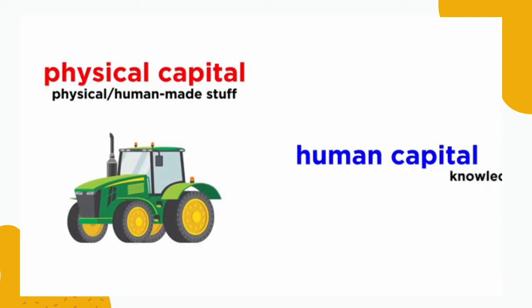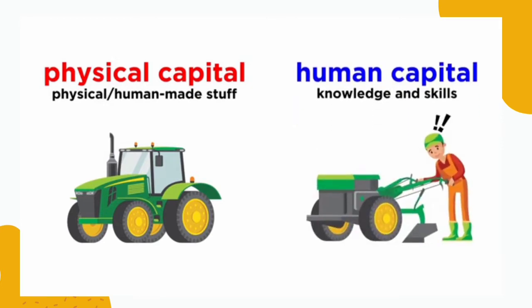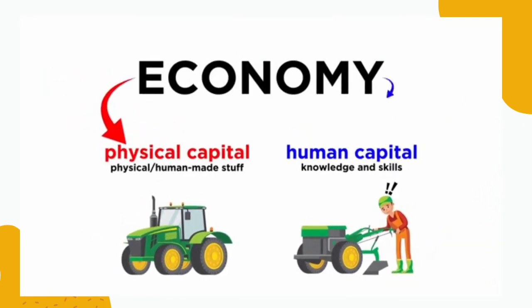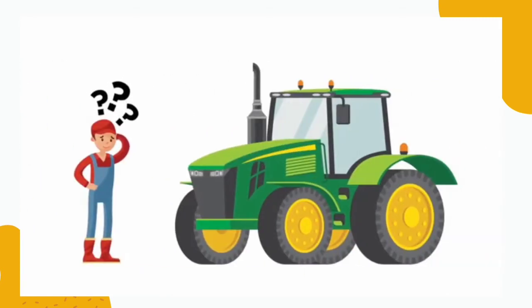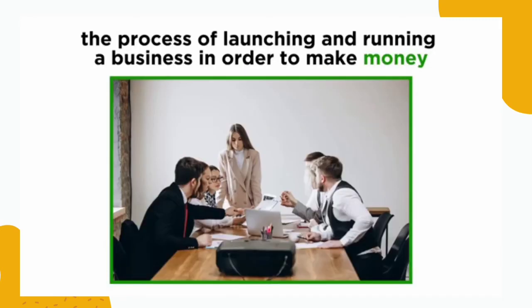Human capital is the knowledge and skills a person gains through both education and experience. The farmer knows how to plow those fields because they have spent years doing it. An economy needs both physical and human capital in order to function properly. For example, it's nice if the farmer has a tractor, but if they don't know how to use it, it's not going to work. The fourth factor of production is entrepreneurship.